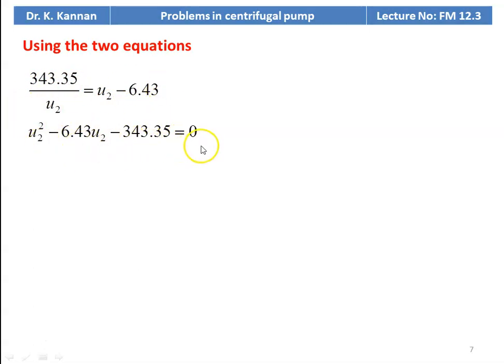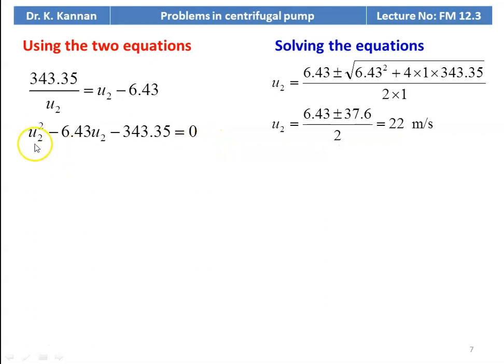Rearranging the terms, you will get a quadratic equation, U2 square minus 6.43 U2 minus 343.35 equal to 0. In the quadratic equation, the coefficient A equal to 1, B equal to minus 6.43, C equal to minus 343.35. Solving, U2 equal to minus B plus or minus square root of B square minus 4AC by 2A. Substituting the values, 6.43 plus or minus square root of 6.43 square plus 4 into 1 into 343.35 divided by 2 into 1. This becomes 6.43 plus or minus 37.6 divided by 2 equal to 22 meters per second. So U2 equal to 22 meters per second.